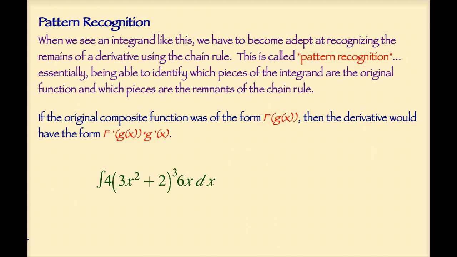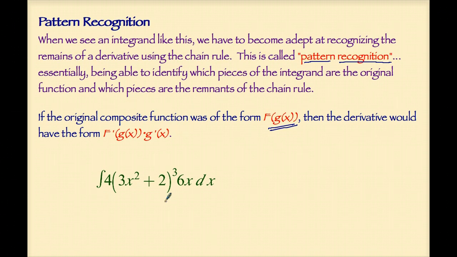Recognizing the remains of a derivative which has been taken using the chain rule requires pattern recognition. Essentially, being able to identify which pieces of the integrand are the original function and which pieces are the remnants of the chain rule. If the original composite function was of the form f of g of x, then the derivative would have the form f prime of g of x times g prime of x. Therefore, we're going to see integrands which fit this derivative pattern, and we'll have to learn to fit the pieces of the integrand to this pattern in order to reconstruct the original composite function.